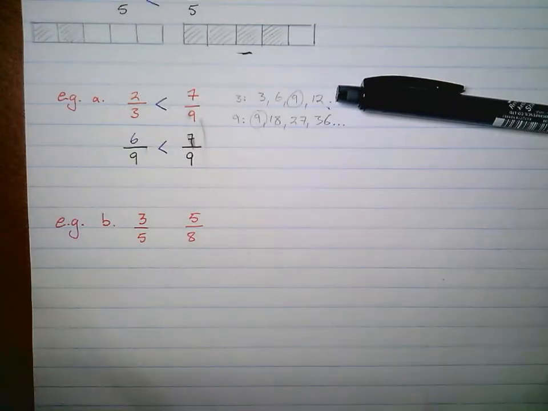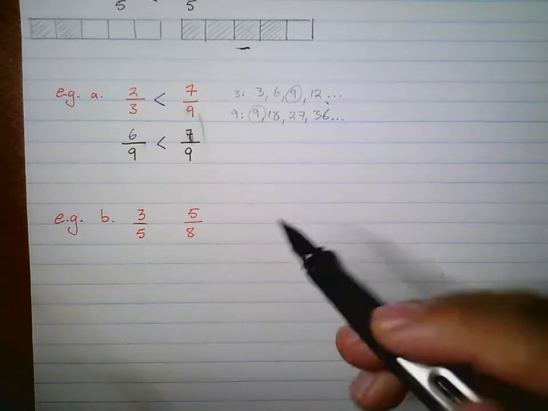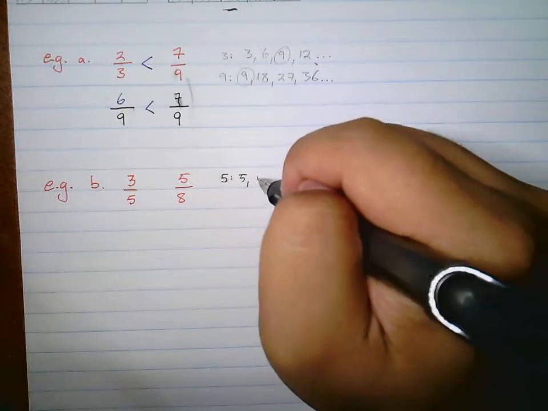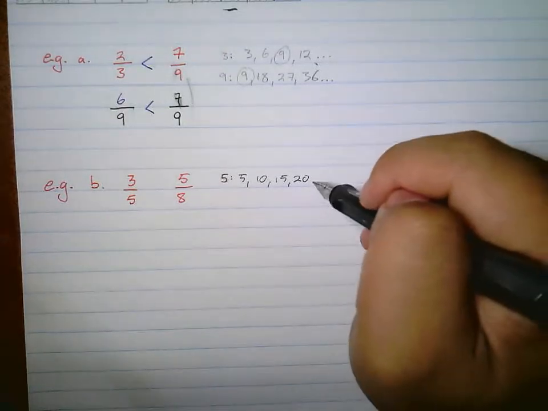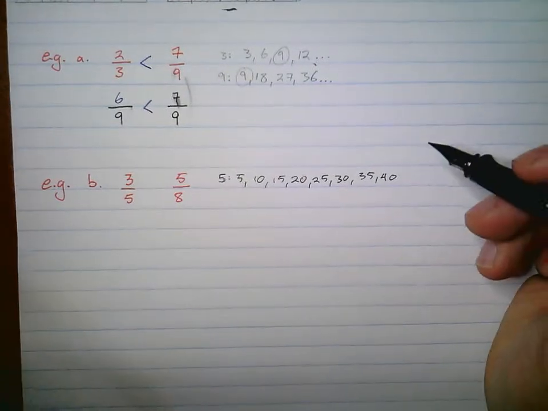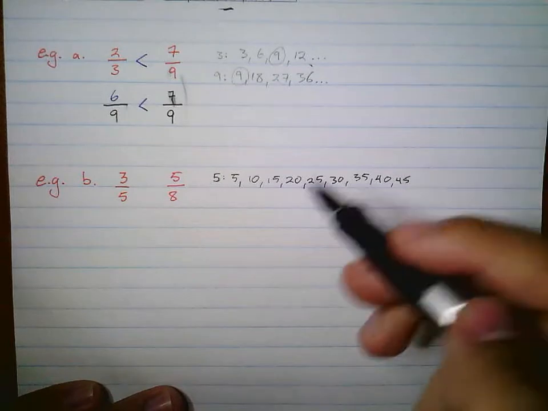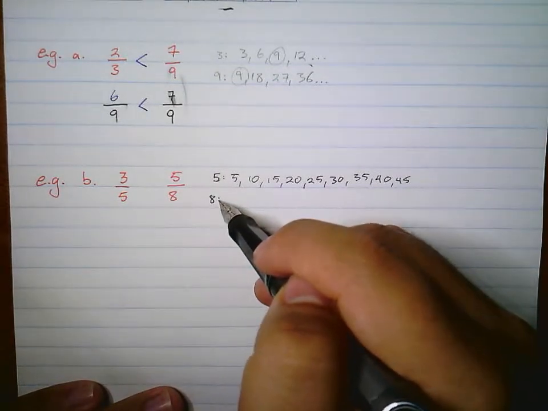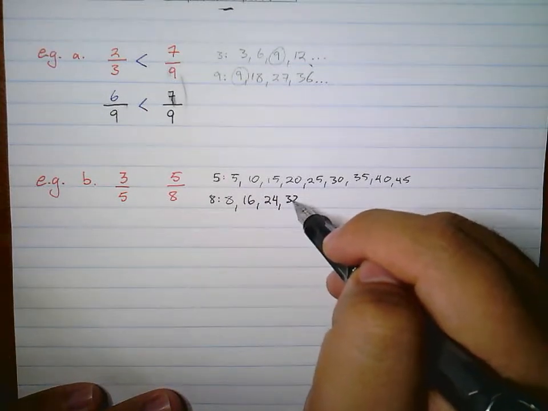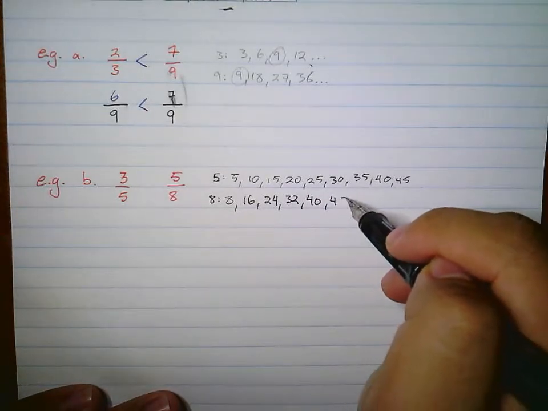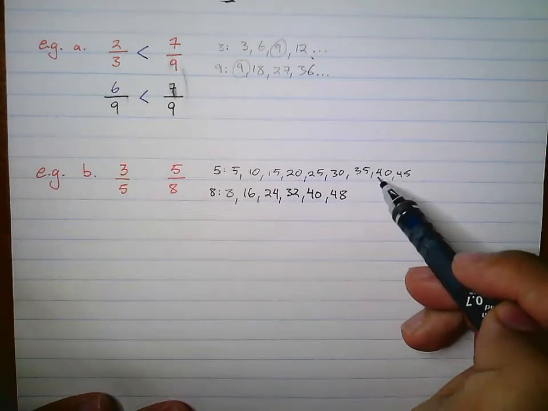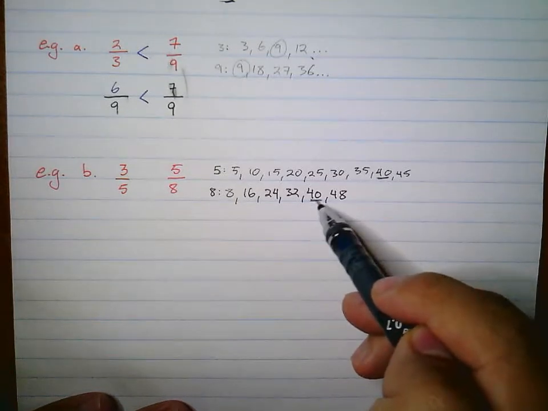Okay, so first thing we need to do is find the multiples of 5 and 8 and find the lowest common multiple. Let's take a look at multiples of 5. 5, 10, 15, 20, 25, 30, 35, 40, and 45. Let's take a look now at multiples of 8. 8, 16, 24, 32, 40, 48. I'm going to stop there because I just saw that there already is a common multiple there. We have 40 and 40.